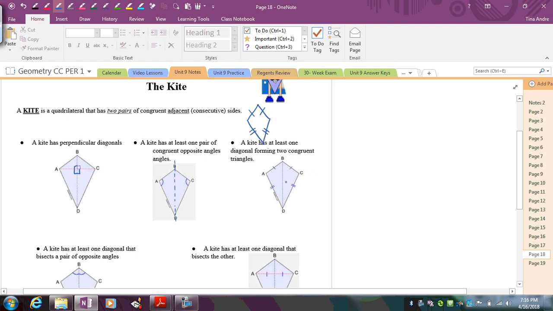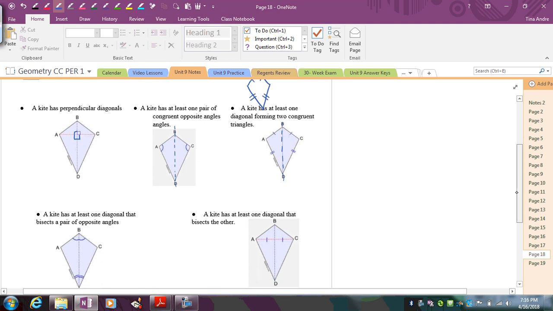And then same idea here, if I again reflect over this line of symmetry, or this diagonal, you can see that AB would map onto CB, AD would map onto DC, keeping those sides congruent. So when we say that a kite has at least one diagonal forming two congruent triangles, we can see which two triangles are the congruent ones, the ones that would map onto each other using rigid motions.